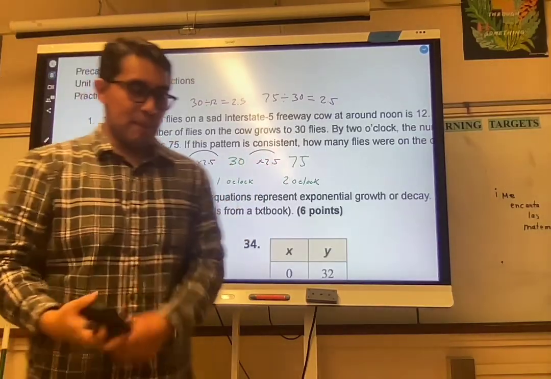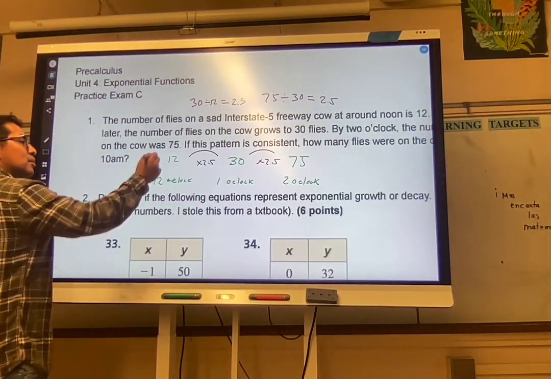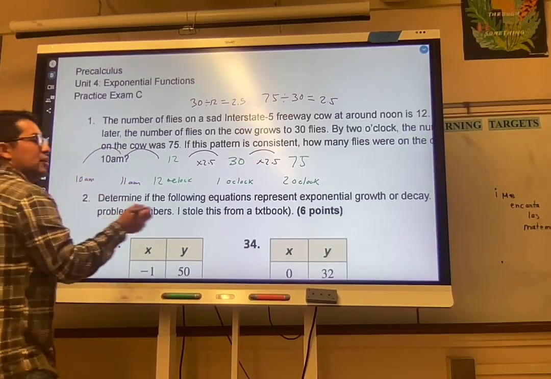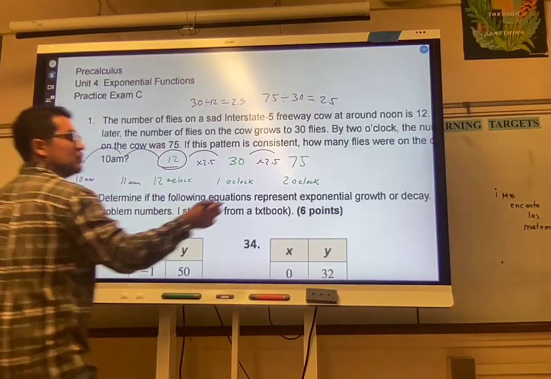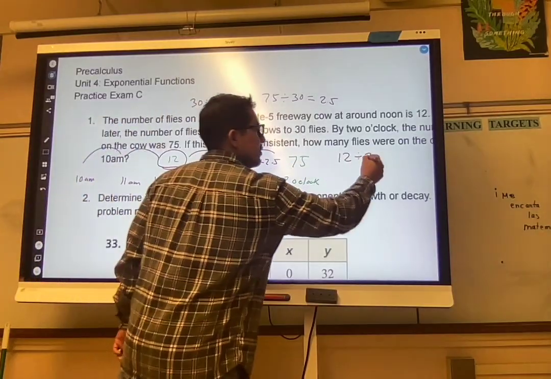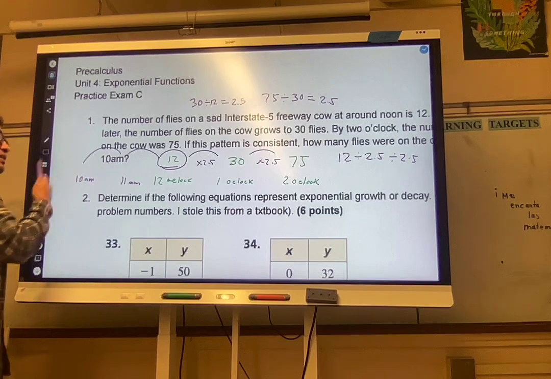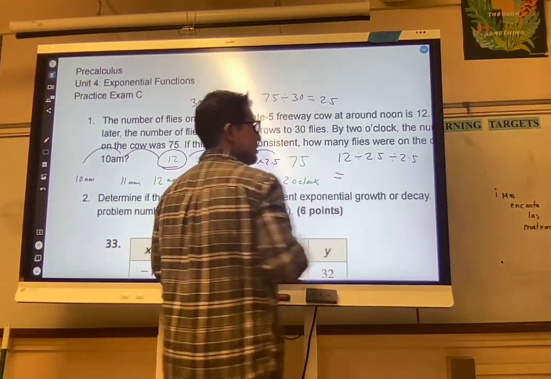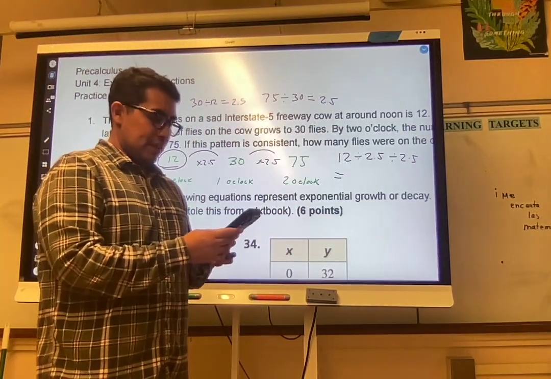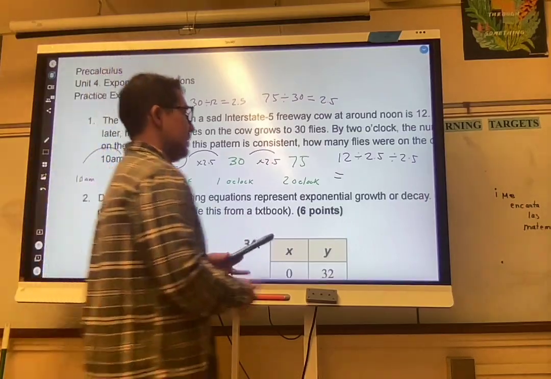The actual question says, if the pattern is consistent, then how many flies were on the cow at 10 a.m.? So actually I have to backtrack a bit, right? Not at 11 a.m., but at 10 a.m. So in the same way, we could easily just take the 12 flies at noon, and then divide by 2.5. And I'm going to do that twice to go from noon to 11 to 10. And then I think the answer ends up being some funky amount of flies. Let me do that real quickly on my calculator. 12 divided by 2.5 is 4.8. And then 4.8 divided by 2.5 is 1.92.